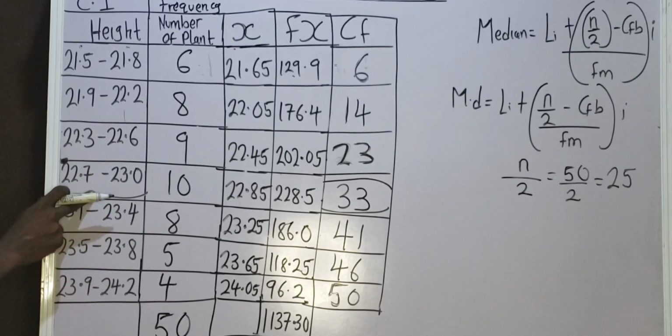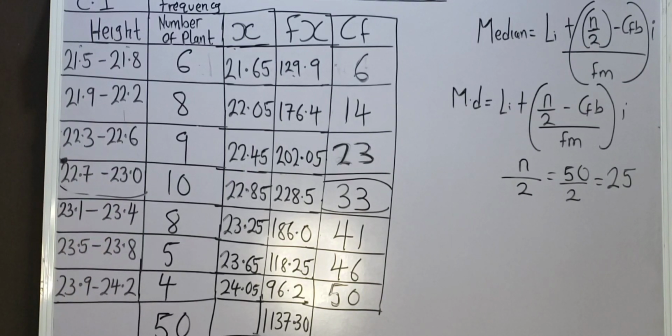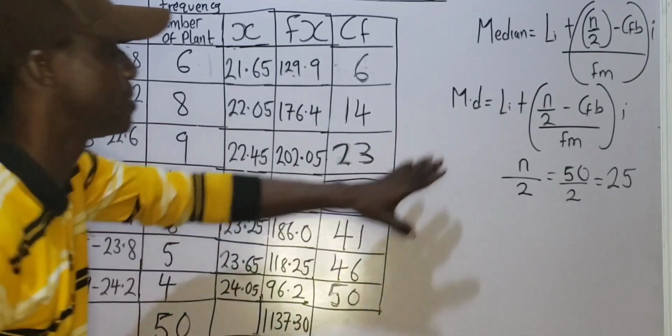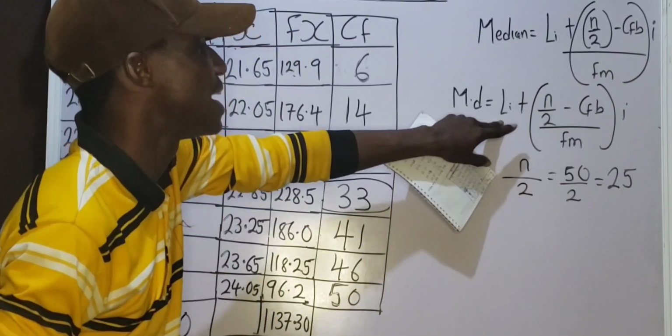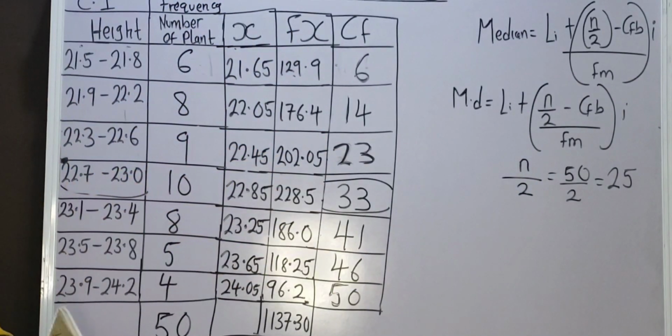Do you understand? Okay. Now, having determined the class interval of the median class, let's determine the parameters that we need in the formula. Don't forget that I told you Li is the lower class boundary of the median class.